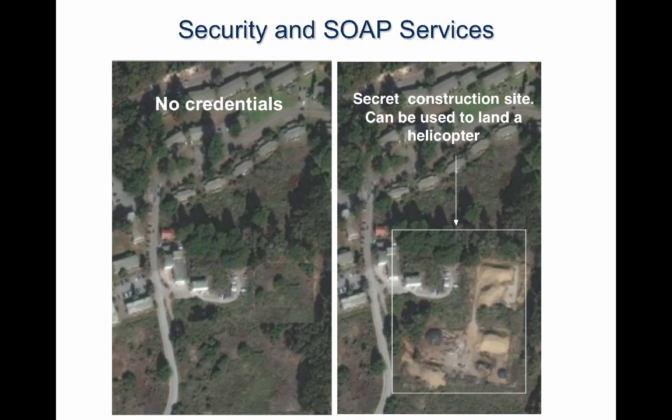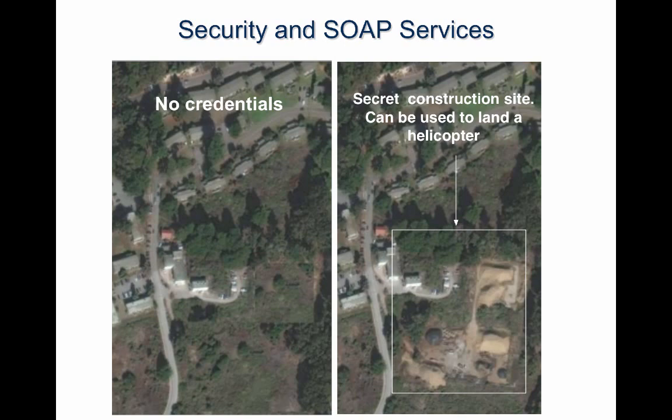SOAP in some cases increases the security in asynchronous processes, but in this case, the analyst with approved credentials was able to get data via SOAP services, as you will see here on the right, to see classified construction sites and to spot a place to land a helicopter that will support search and rescue, while the person without credentials cannot see that information. So it's possible to hide some data using OGC services.